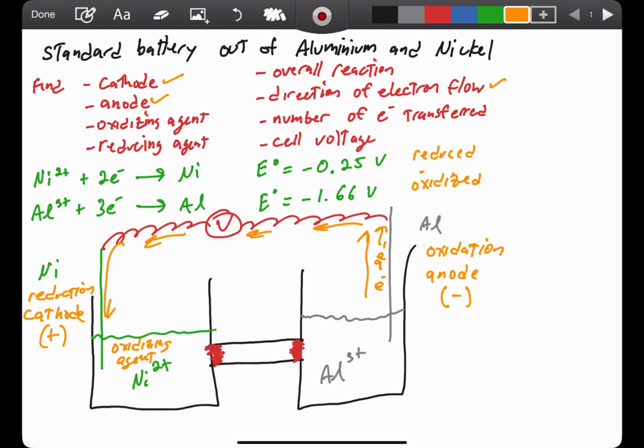Because it's what's gaining the 2 electrons. And my reducing agent then would be the aluminum metal, because it is causing something else to be reduced. It's causing something else to take its electrons and gain them. So your aluminum here is the reducing agent.